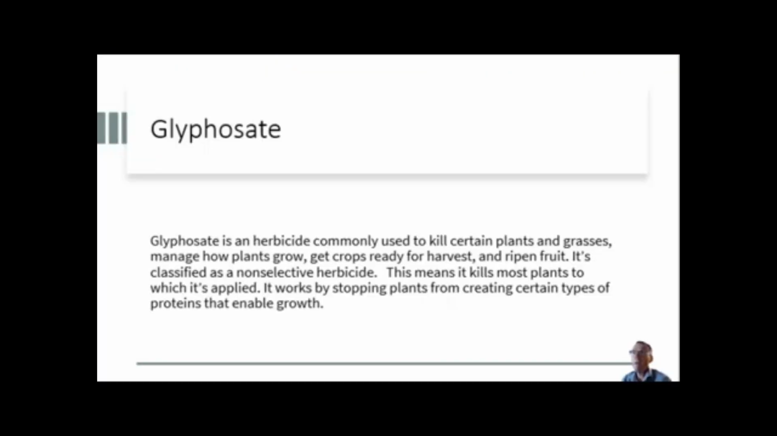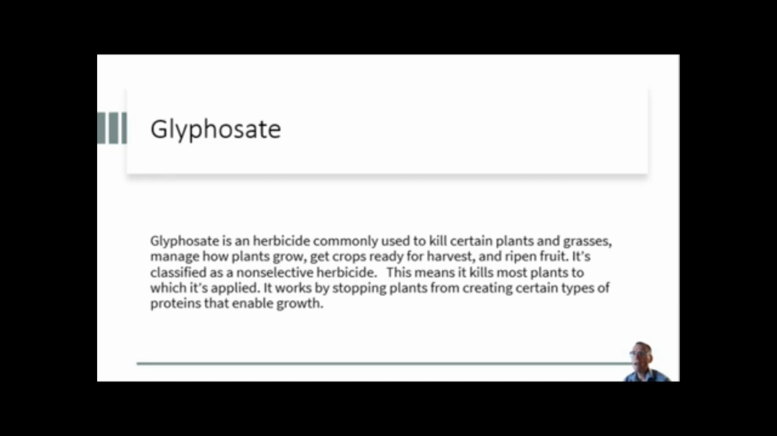So we would be remiss if we didn't talk a little bit more about glyphosate. Glyphosate has been in the news a lot here lately. You've probably heard a lot of things about lawsuits and things like that when it comes to products like Roundup. Glyphosate is an herbicide commonly used to kill certain plants and grasses. It also manages how plants grow, gets crops ready for harvest, and ripens fruit.